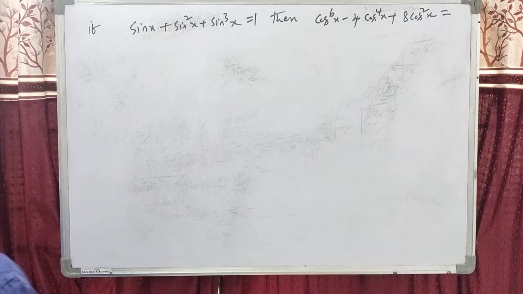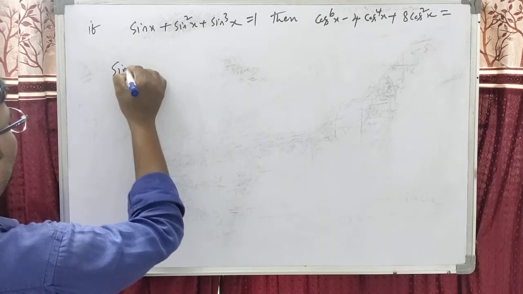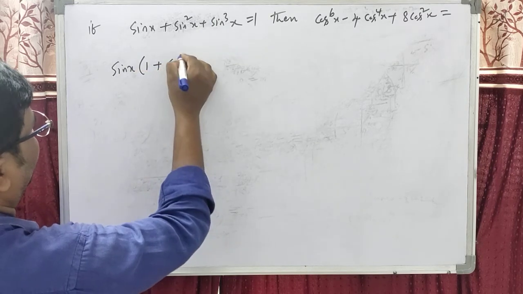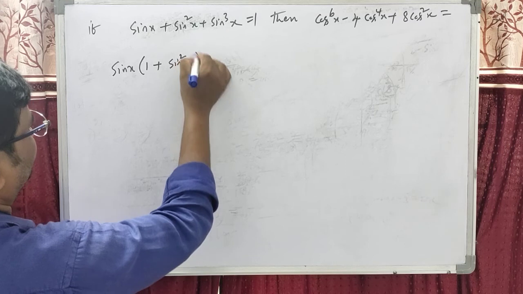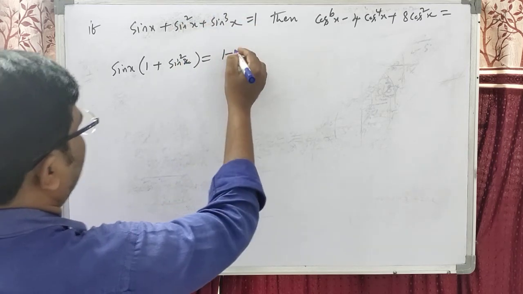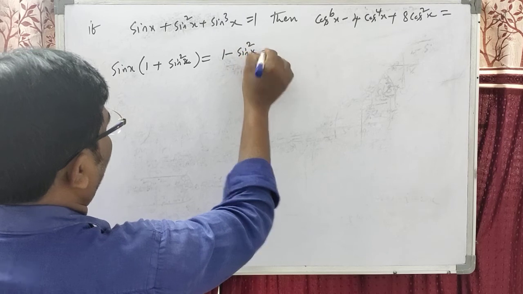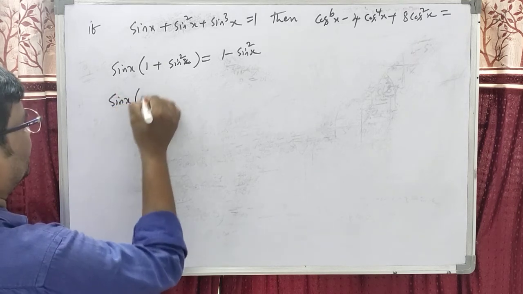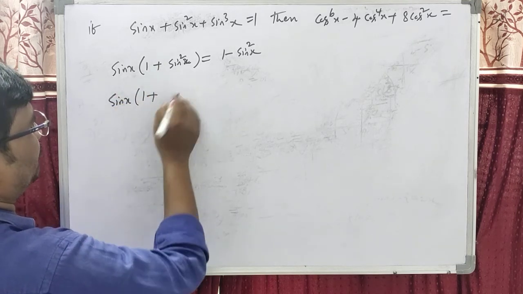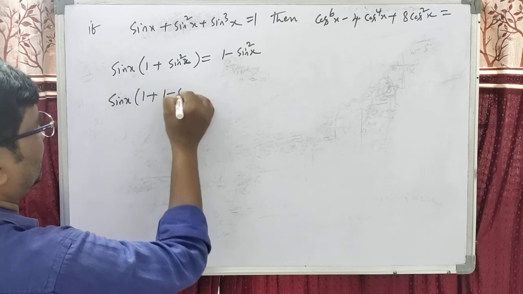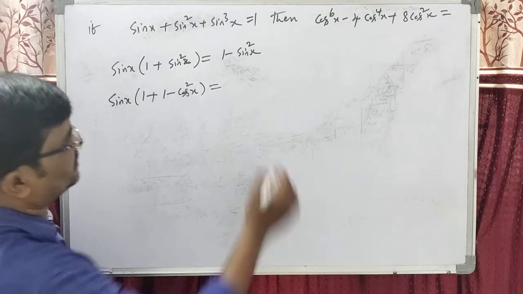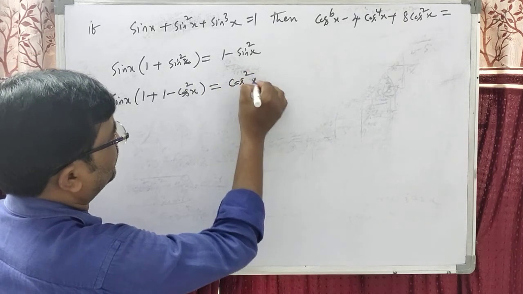In the first and last term there is a common sin x. This is the 1, and sin square x sending to the other side gives 1 minus sin square x. Now how to write this? Sin square x is 1 minus cos square x. So 1 minus sin square x is cos square x.